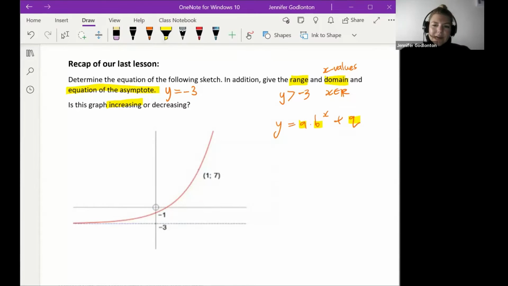Oh, I'm just going to write in what you've told me so far. So y is equal to a times b to the power of x minus 3.